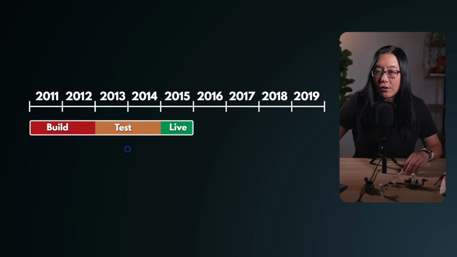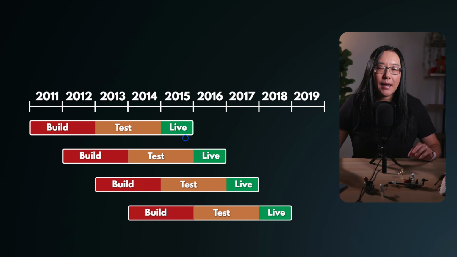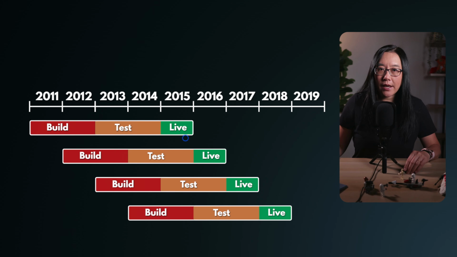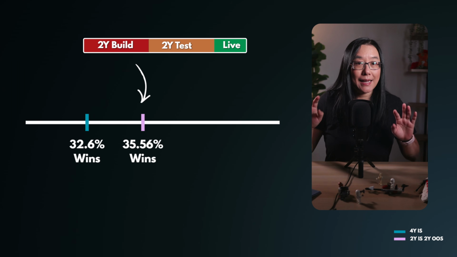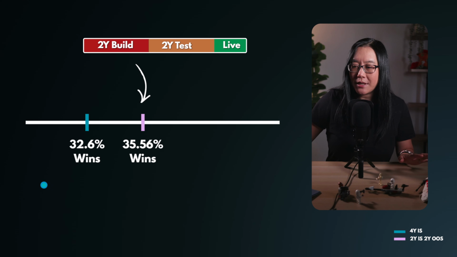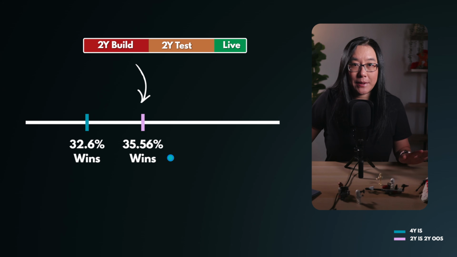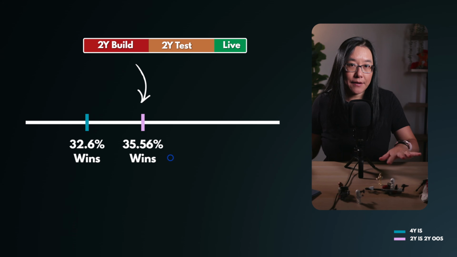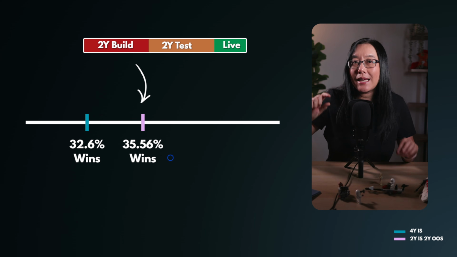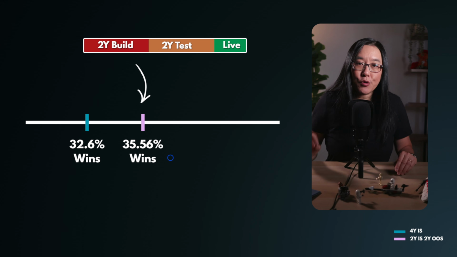Only if they are profitable in this build and test step, then we are going to take those strategies and trade them live for 1 year. Again, we're going to repeat this process every single year from 2015 all the way up to 2025. Another 2 gigs of data later, now we're looking at 50,865 strategies. Now the number of strategies that were profitable jumps from 32% to 35%. All we did was change it from 4 years of build to half build and half test. This one tiny change in our process made almost a 3% improvement in our trading.